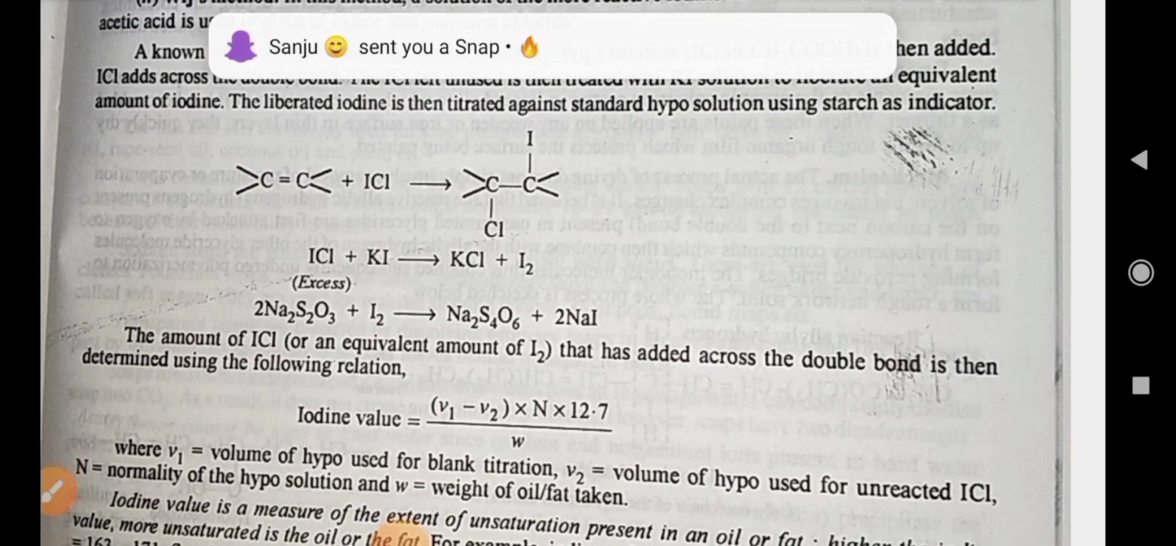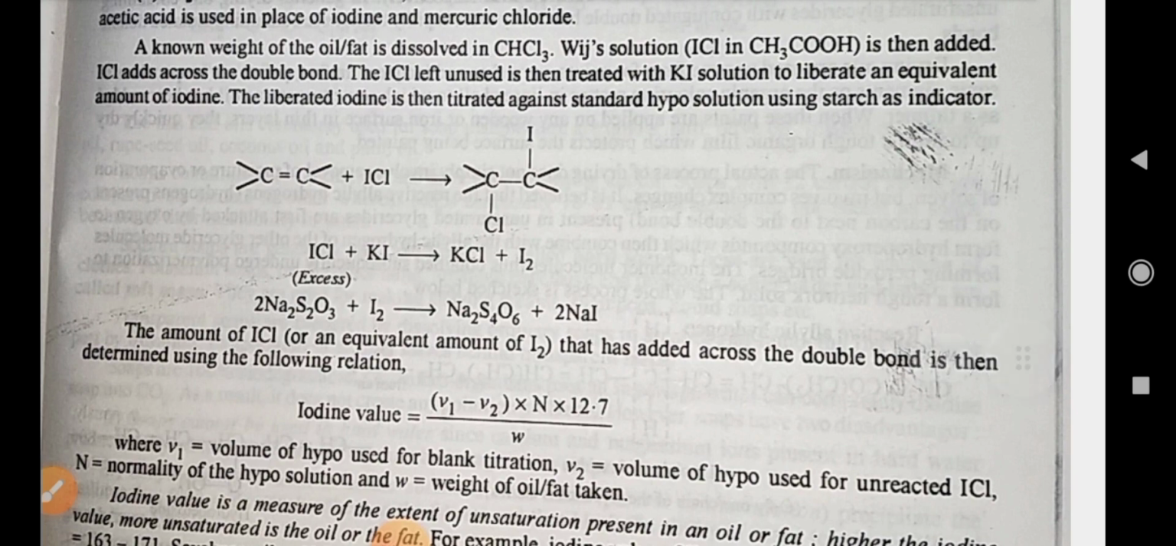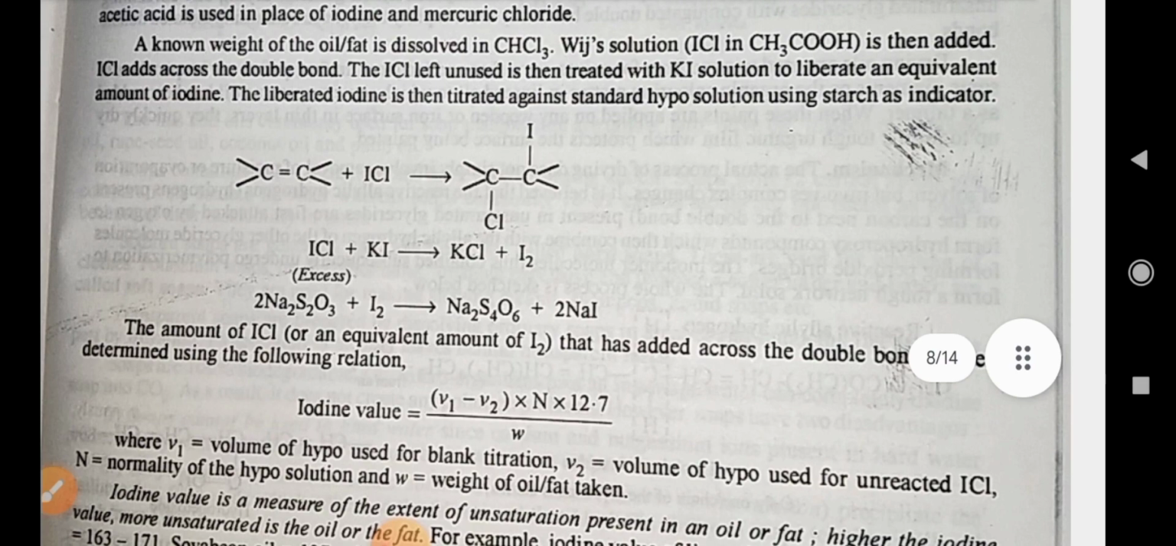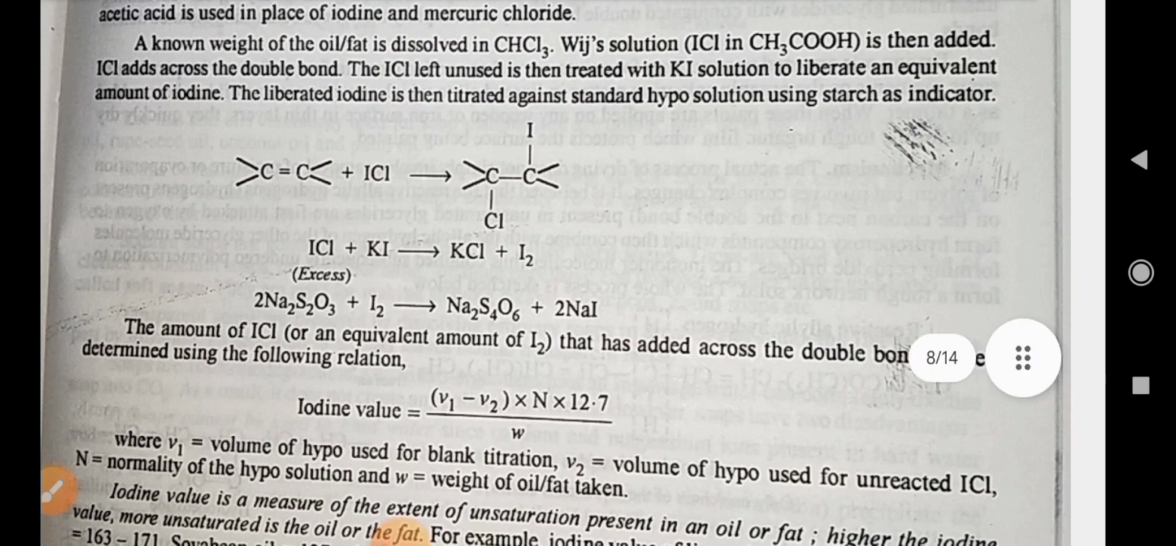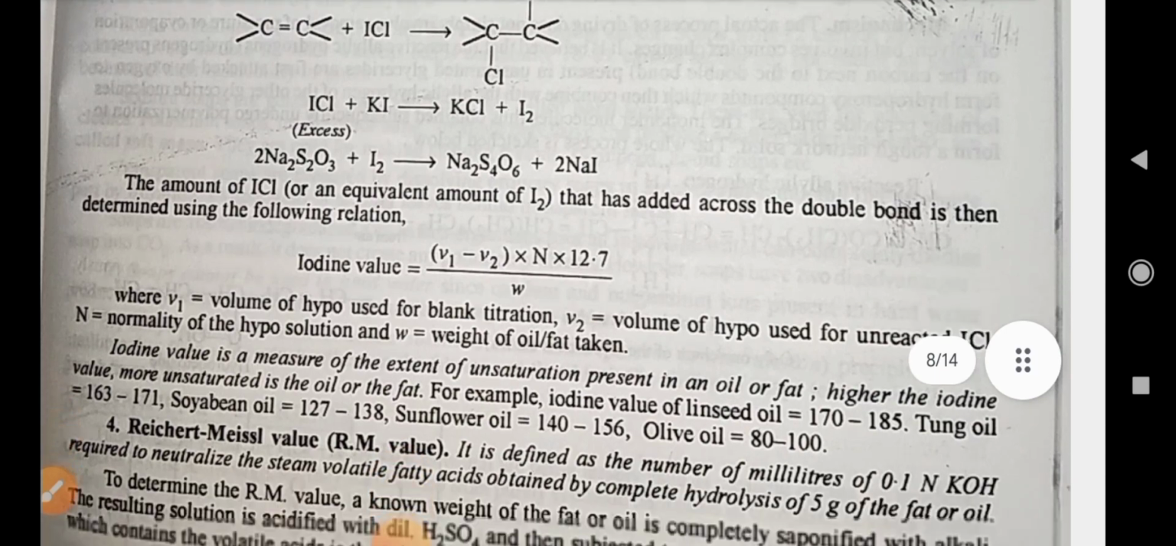ICl adds across the double bonds. The ICl left unused is then treated with KI solution to liberate an equivalent amount of iodine. The liberated iodine is then titrated against standard hypo solution using starch as indicator.